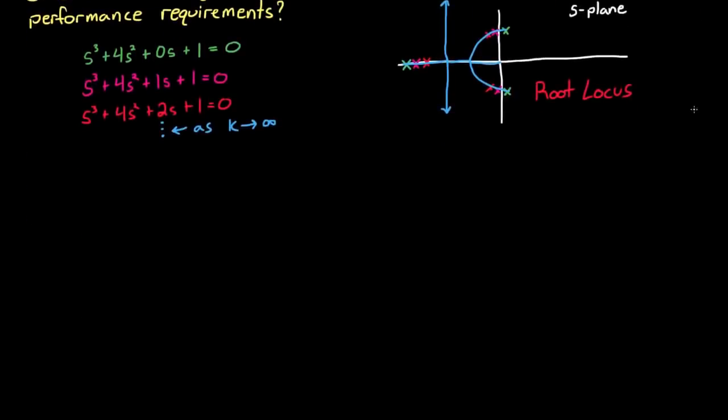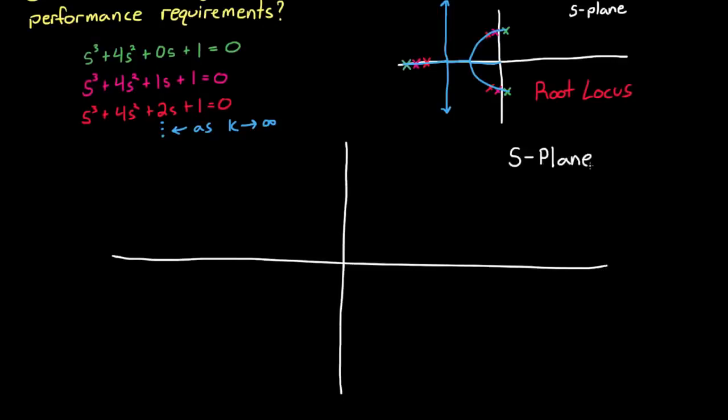Now, I'll get back to the concept of design and variation of a system shortly, but first we need to take a step back, slow down a bit, and see how to interpret the locations of the poles of a system in the S-plane. The S-plane is drawn with real components, sigma, on the horizontal axis, and the imaginary components, omega, on the vertical axis.